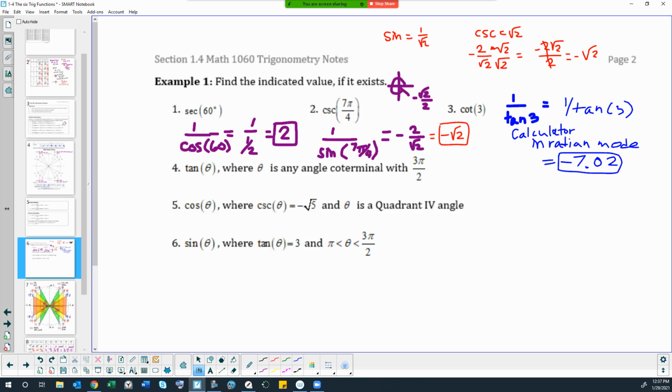So something like that. Start my video again. Here we go. Alright, number 4. Tangent theta, where theta is any angle coterminal with 3 pi halves. So I'm definitely going to sketch this.